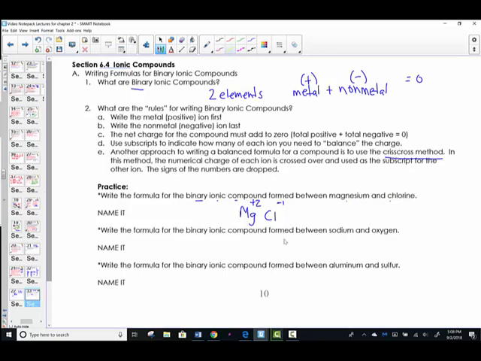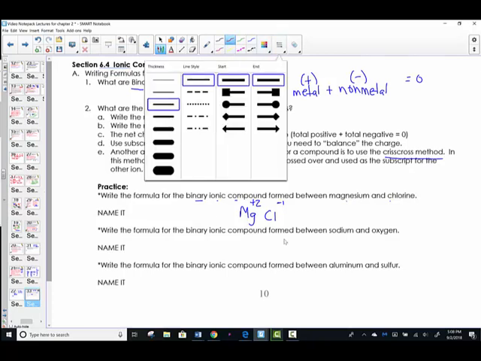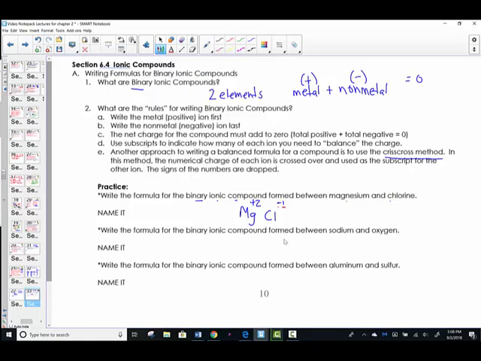Now notice that it's not electrically neutral. A plus 2 and a minus 1 does not add to 0. So that tells me I need to crisscross. The negative 1 is going to come around and down, not the charge, but the number. And the 2 from the plus 2 comes around and down. We wrote a chemical formula, MgCl2. And we say that by calling it magnesium chloride.